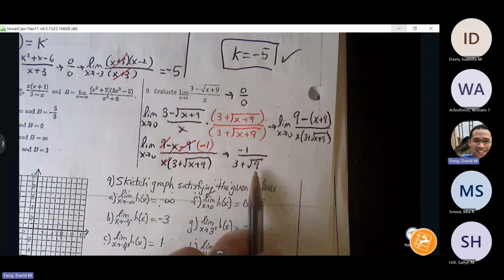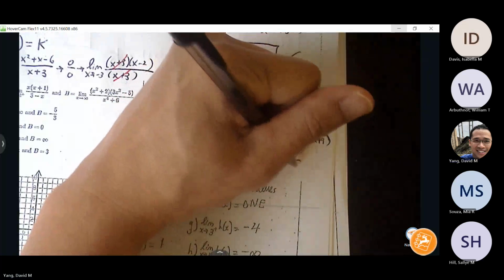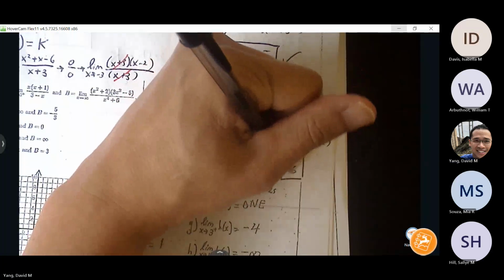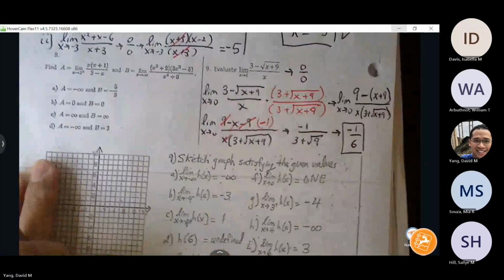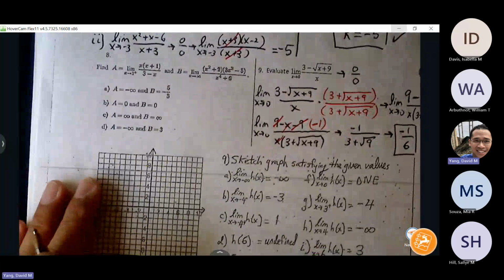Okay, so now root 9 is 3. So 3 plus 3 is 6. Okay, let's practice sketching our graph here.